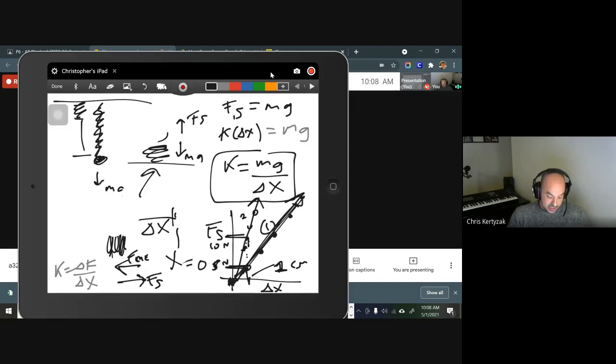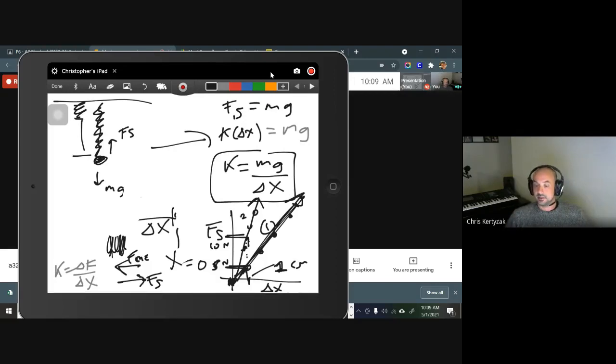This would still be mg down and an equal amount of force Fs up because it's not moving, it's just sitting there. And it would be the same thing I did over here. Everything I had done on the top right of the screen is exactly the same. You'd still say mg is equal to k delta x because the spring force is k delta x. k is whatever the weight of it is divided by delta x.